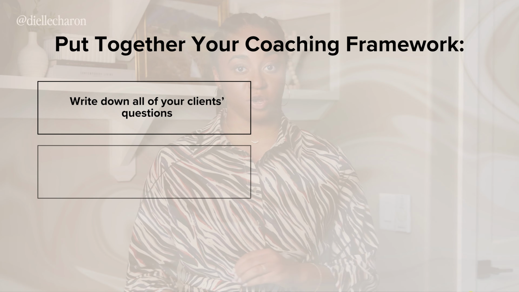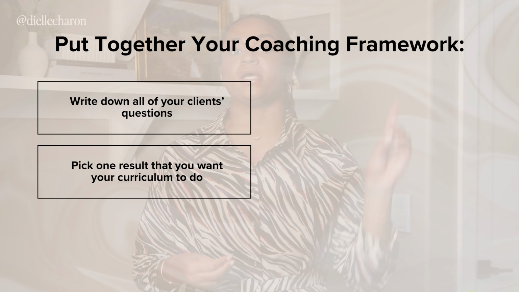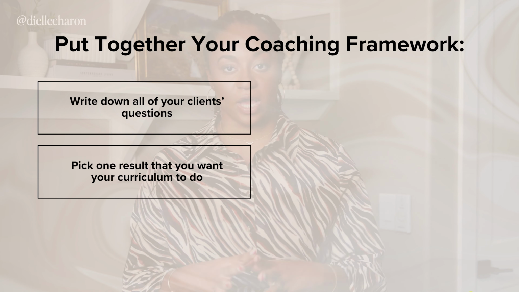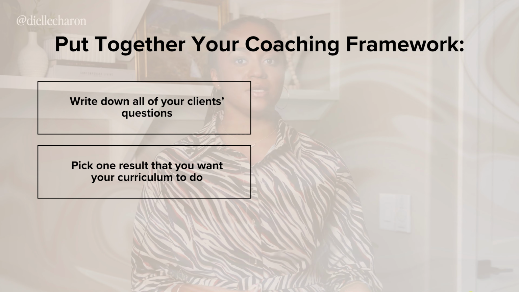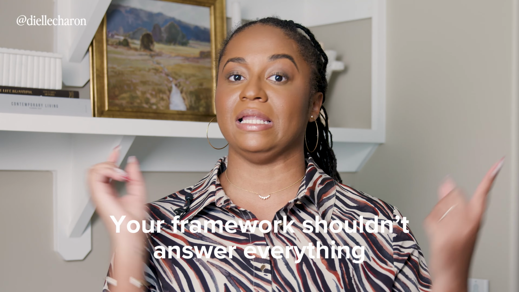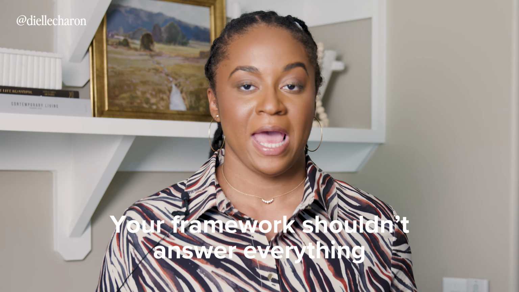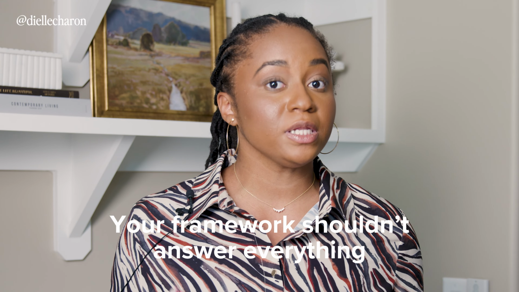The second step for your coaching framework is to make sure that you pick one result that you want to happen inside of your framework. Again, one of the mistakes that I see people make is they want their framework to solve every single problem under the sun. They want to eliminate every potential thing. And your client is typically only buying your coaching program to solve one main thing.